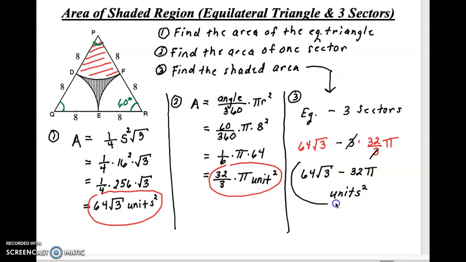And we could get a decimal approximation for that, or we could leave it in this format. Oftentimes it's left in this format because this is the exact form. But if we do get a decimal approximation and we do 64 times root 3, and then we subtract off 32 times pi, using 3.14 as pi, we get 10.37 square units.